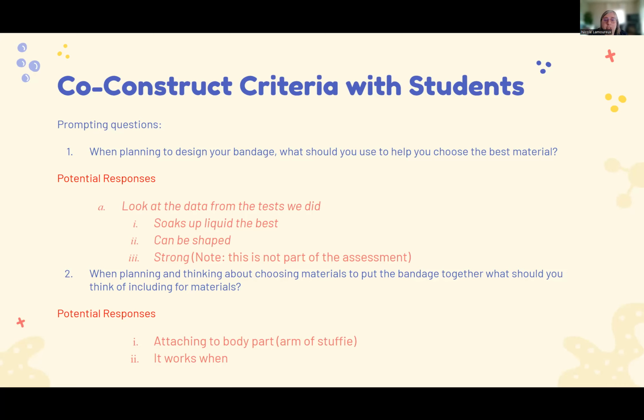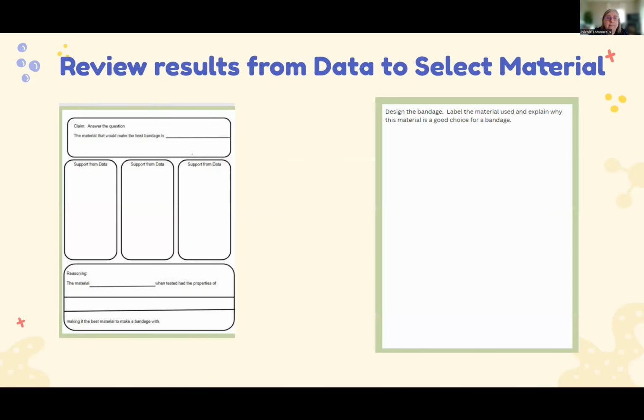When planning and thinking about choosing materials to put the bandage together, what should you think of including for the materials? So you might get, well, you have to attach it to the body, it has to stay, or it has to protect the person from getting wet. Lots of different things, right? So they might put a plastic bag over top of the bandage that they design.